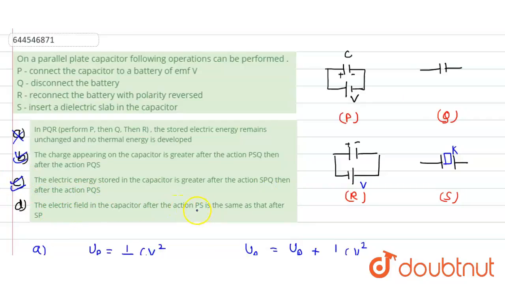Now in option D, we need to find the electric field. So first P and then S. In case P, we have already connected it with the constant voltage source. Then we have inserted the dielectric. The voltage supplied by the battery would be the same. So for the process P and S, the potential difference would be equal to V. Now in the process SP, we have inserted the dielectric, but again we have connected to the same battery. Then the voltage would remain the same. It would be equal to V. That means D is also correct. So the correct options are B, C, and D. Hope you understood this solution.